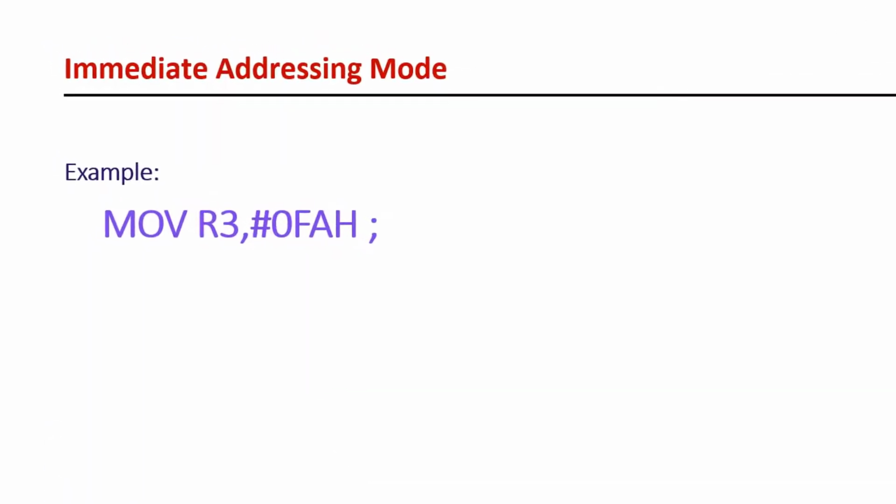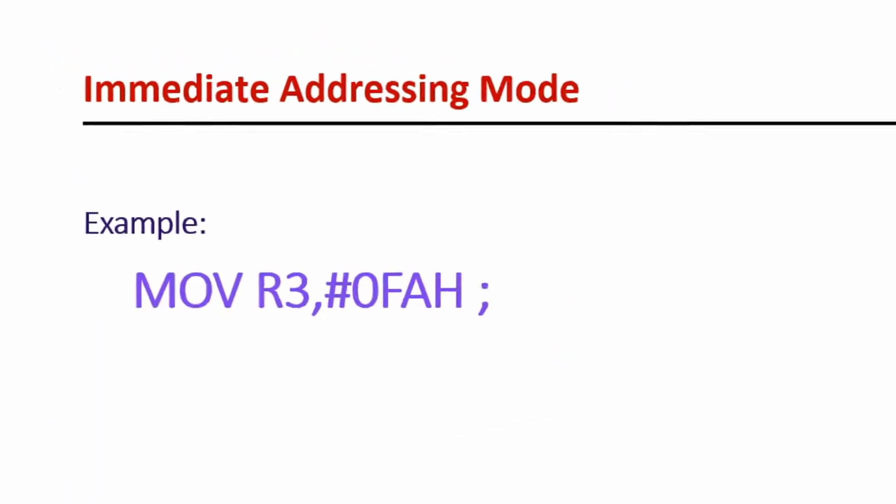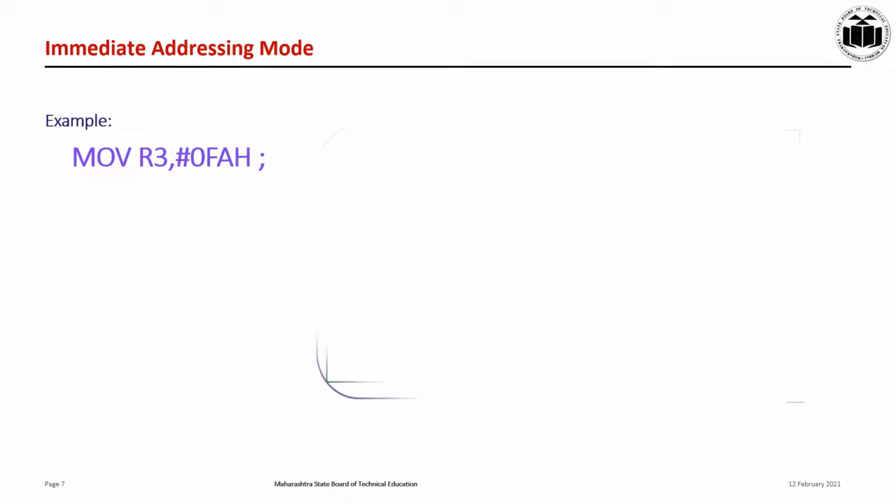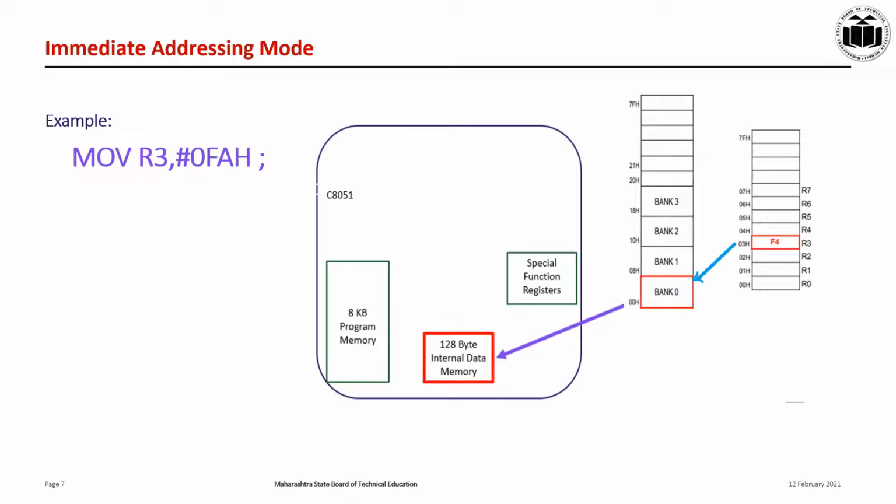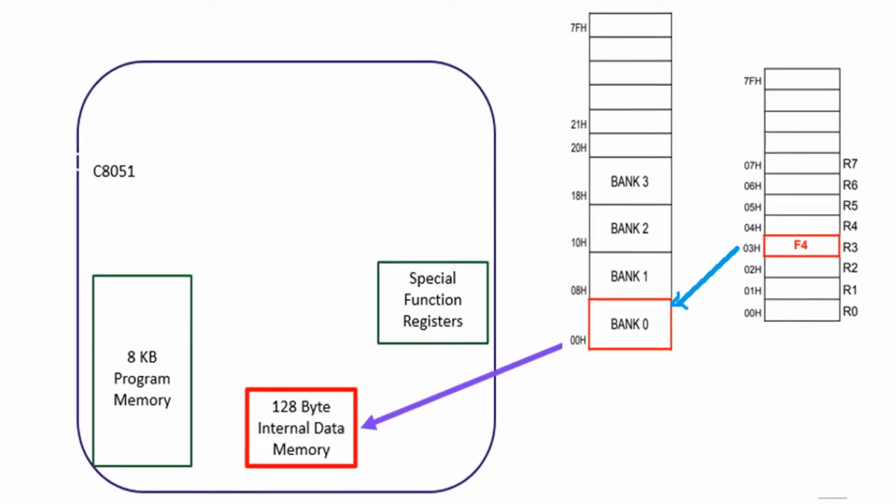Next instruction, MOV R3, #0FAH. In this case, register R3 is acting as a destination register, which is one of the registers in the selected register bank, and FA is an immediate data. Here, 0 is added at the beginning because when the data starts with A to F, the data should be preceded by 0. After the execution of this instruction, data FAH will move to register R3.